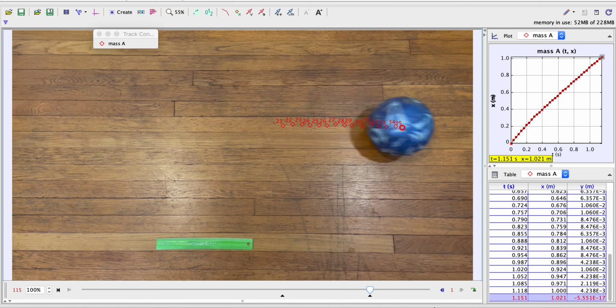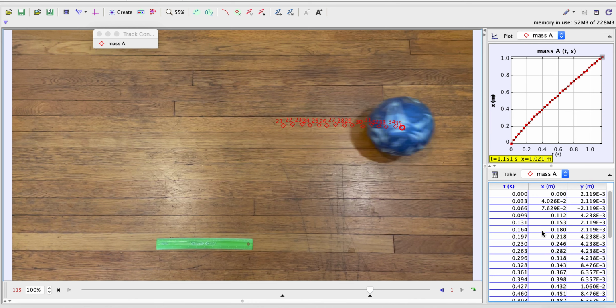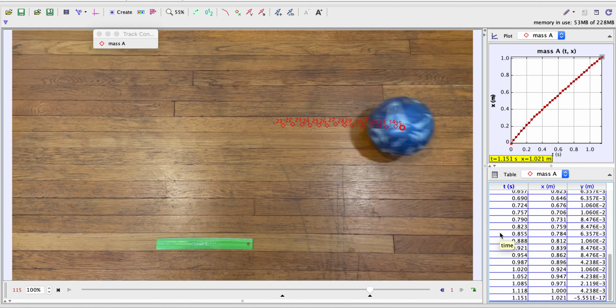and from these points I can derive the following. Our observational start time is 0 seconds. The initial position is 0 in the x coordinate, 2.119 e to the negative 3 in the y coordinate, and 0 in the z coordinate, in meters. We will be negating the z coordinate altogether in this experiment. The initial velocity can be observed as 1.22 meters per second, and the time of last observation is 1.151 seconds.